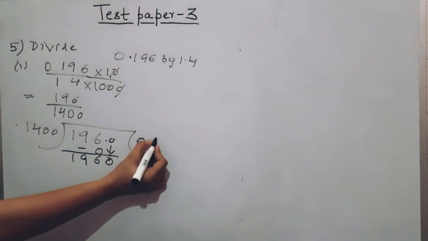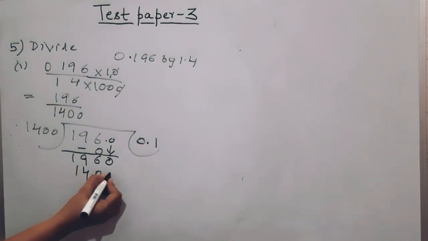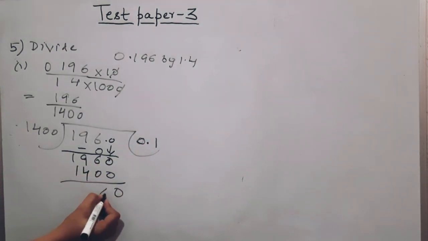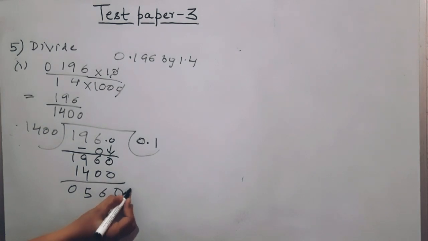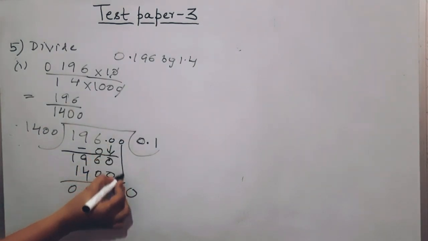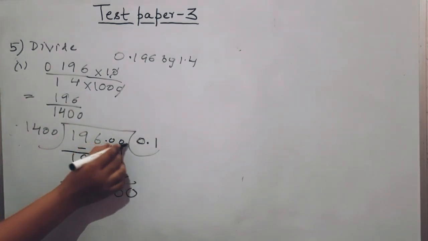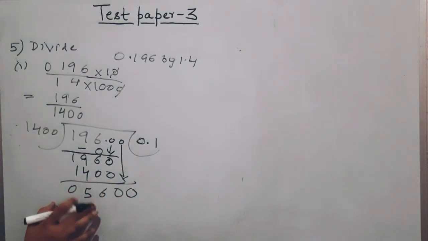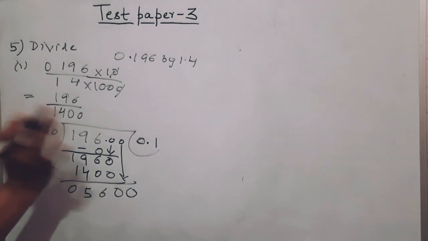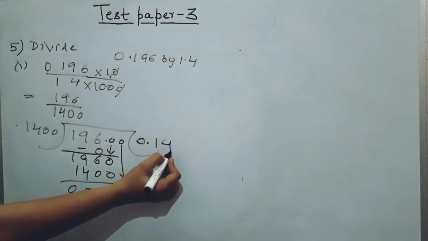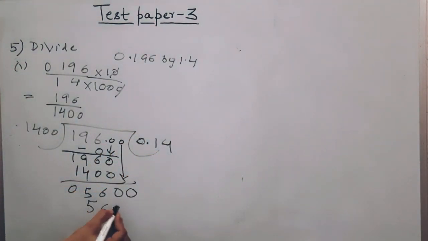No. So 1400 ones are 1400. So here it will be 0, here it will be 6, now here it will be 5. Now as I have already placed the decimal point, I can add one more 0. Can I add? Yes, I can add as many zeros as I want. Now 5600, does it come in the table of 1400? Yes. 1400 fours are 5600. So now we have got the remainder 0.